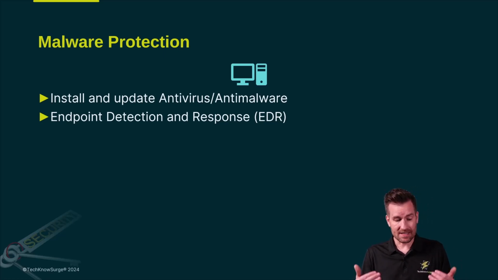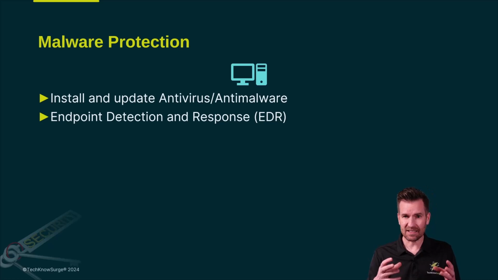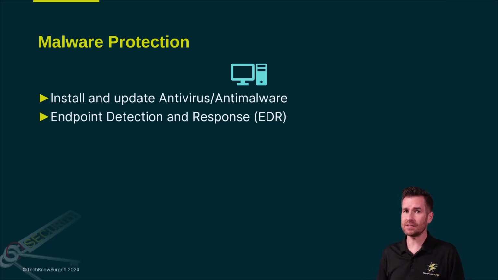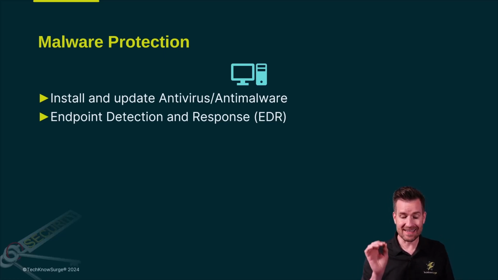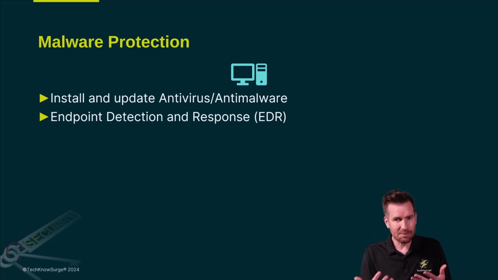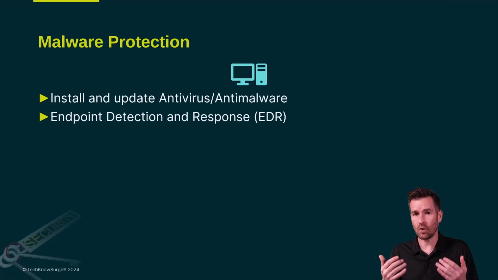We should probably consider something like an endpoint detection and response. This takes things a step further. An antivirus or anti-malware scans files and code and different software to see if something's wrong with that software. An endpoint detection and response actually is looking for behavior. And so it's taking that next step and saying, is there some odd behavior that's happening on your machine that should be flagged or dealt with?